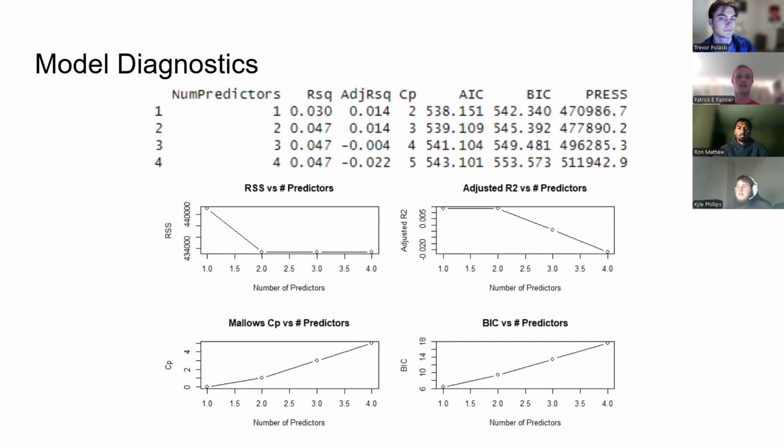So using the model diagnostics, R-squared values were all incredibly low. Adjusted R-squared didn't change much, actually made it worse in almost all cases. Cp values were fairly standard. AIC, BIC, and PRESS were fairly similar throughout them all, and were all extremely high.